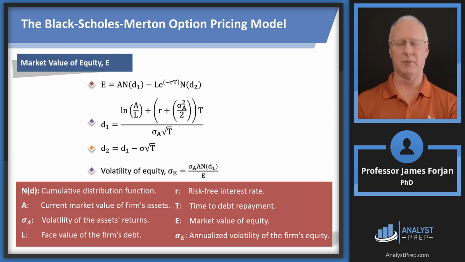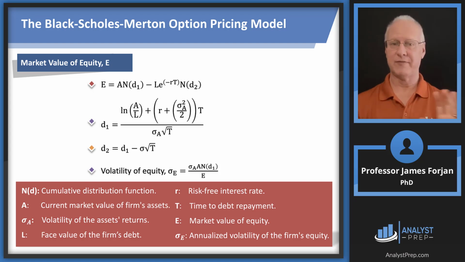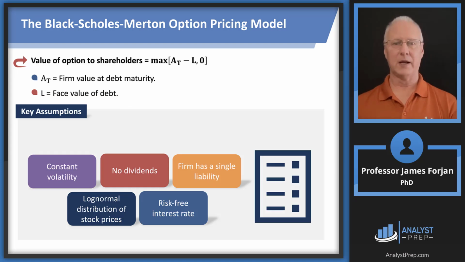It looks like it's just too cumbersome to remember. But let's do this. Let's break it into the first component, which is just A over L. So the market value of the assets divided by the par value of the liabilities, right? We're going to take the natural log of this to get a rate of return.